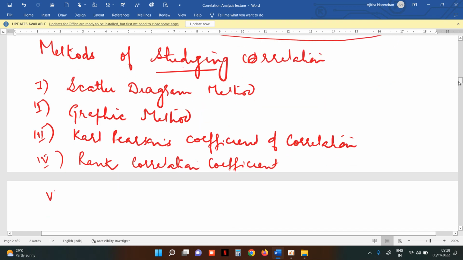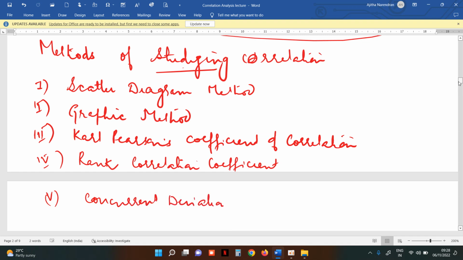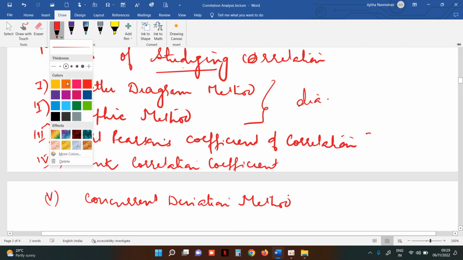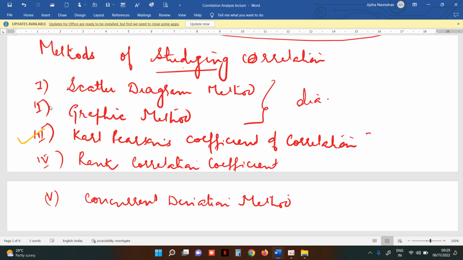And the fifth method is the concurrent deviation method. These two methods are the graphical methods, diagrammatic methods, we can say. The Karl Pearson's coefficient of correlation is the most important method when compared to the other methods, and this method is widely used. Okay, we'll see one by one.